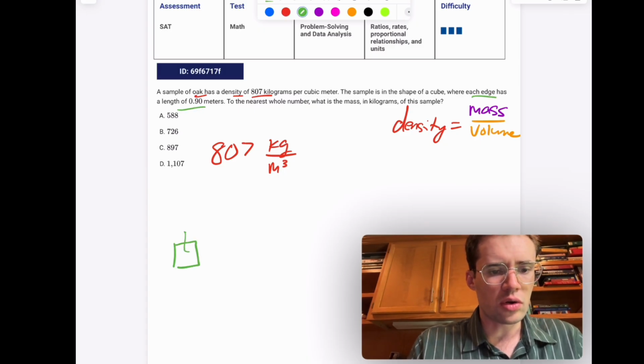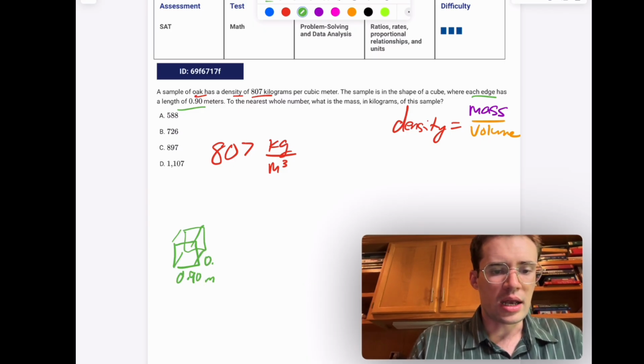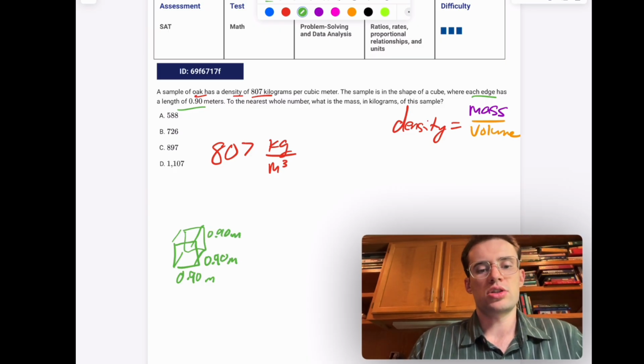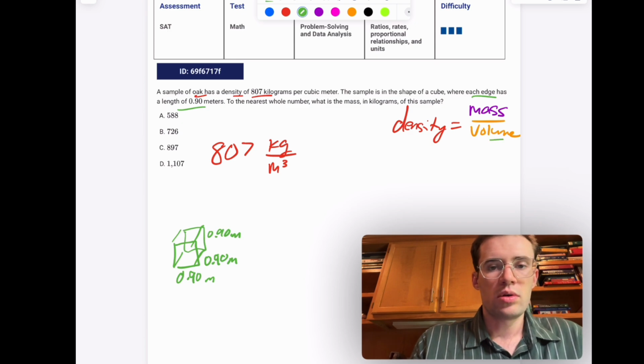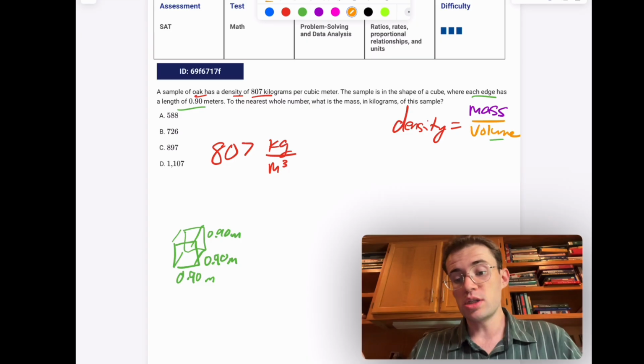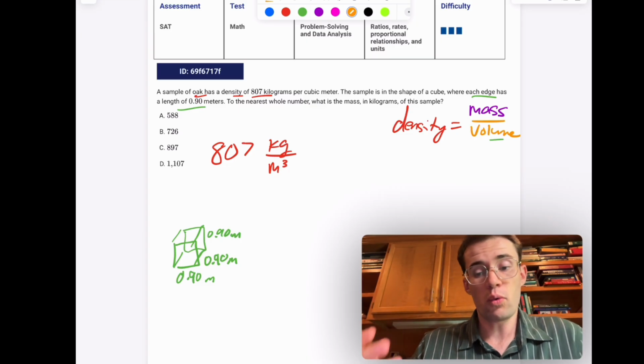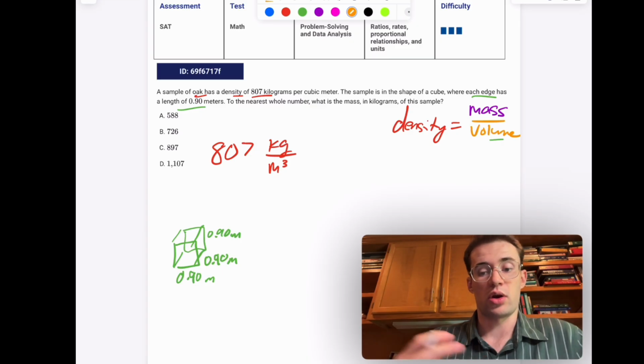So if we draw a little cube, you don't need to draw the cube as long as you know, it would be 0.90 meters in every direction. A cube means that the length, width, and height are all the same, so its length, width, and height are all 0.9 meters. Now, if you want to find the volume of this cube, the volume of a cube will just be the side squared, or the side cubed, right? Because it's length times width times height, and they're all the same. You can just write it out as 0.90 times 0.90 times 0.90.